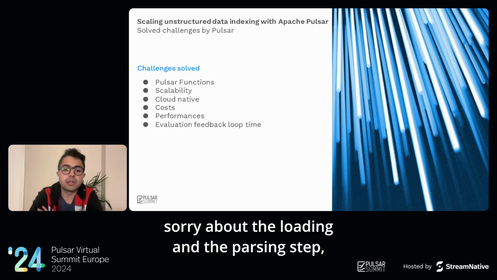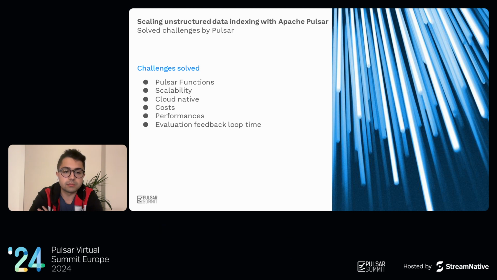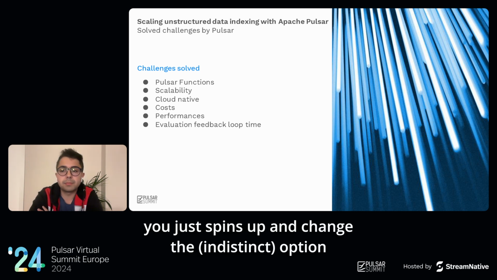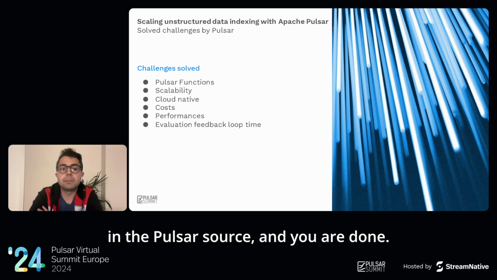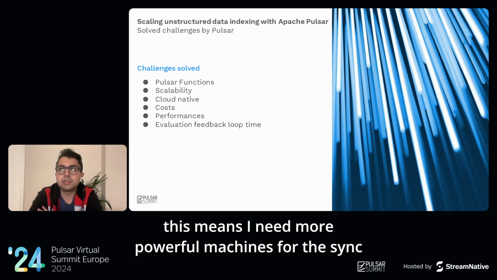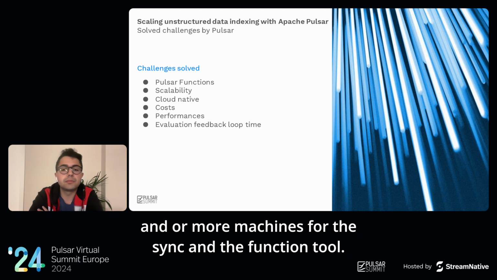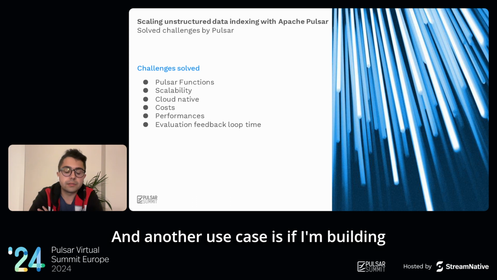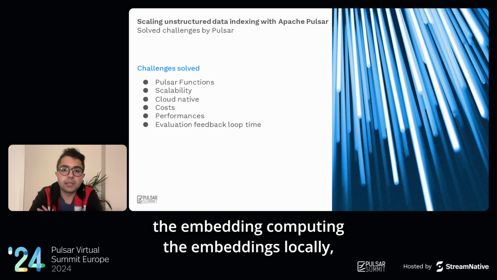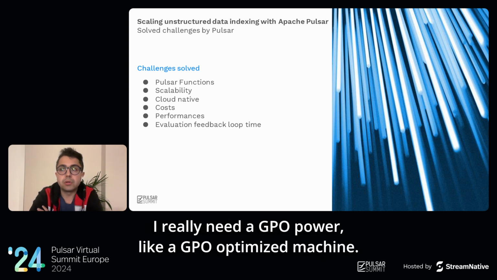about the loading and the parsing step, you just spin up and change the parallelism option in the Pulsar source, you are done. You don't have to worry about, okay, this means I need more powerful machines for the sink or more machines for the sink and the function too. And another use case is if I'm computing the embeddings locally, I really need GPU power, like a GPU optimized machine.